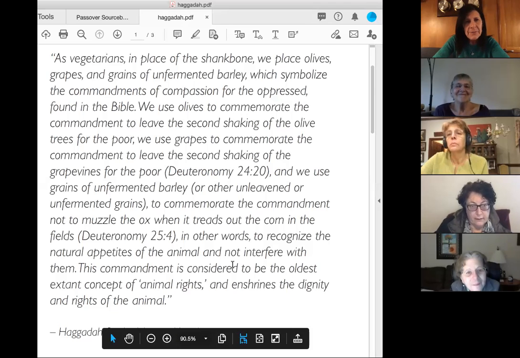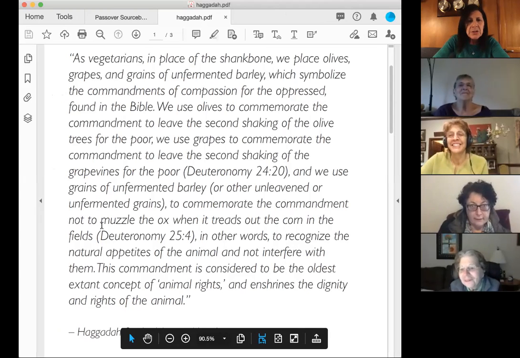That's different. So we've been vegetarians in my house forever, and so the shank bone is particularly weird to us. So we added this thing from a Haggadah called the Haggadah for the Liberated Lamb. And I'm going to share it with you. I like it very much. Can everybody see it? Yes.